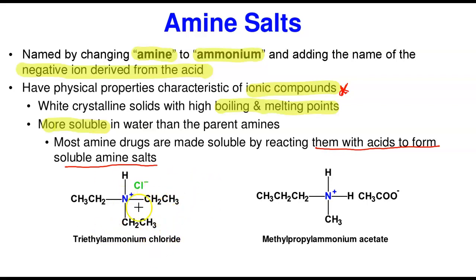So an example here is the one I had before. This is triethylammonium chloride. This is the chloride here, and this is the 1, 2, 3 triethylammonium chloride. To name this one now, we're going to alphabetize. Look at the attachments, methyl and propyl. Which one comes first? Methyl. So it's going to be methyl, propyl, ammonium, acetate. Acetate is the negative ion. So it is methyl propyl ammonium acetate. That is how you name these ones.